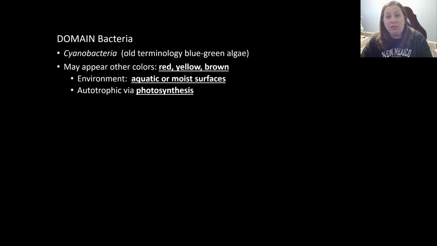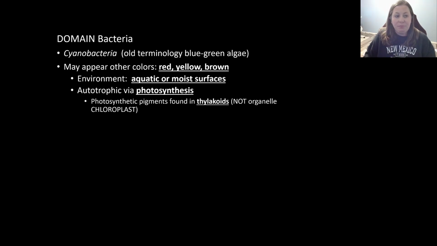They're also going to do photosynthesis, so they make their own food, and they do this with the pigments found in thylakoids. They do not actually have the organelle chloroplasts, but they do have the little poker chip-like structures called thylakoids that contain the pigments for photosynthesis. And so they are able to do that process.